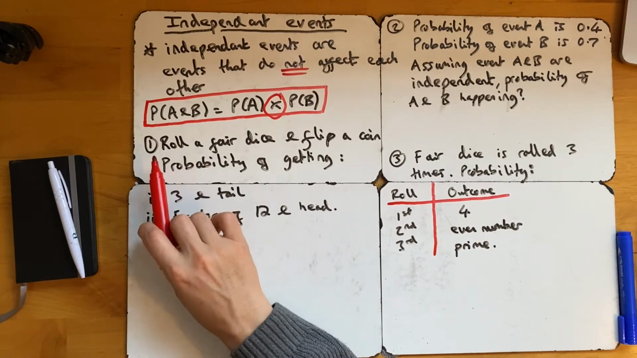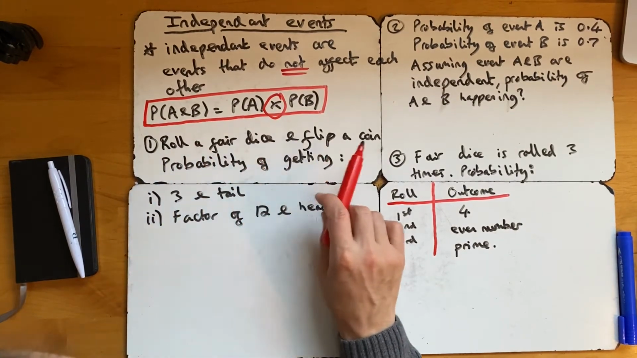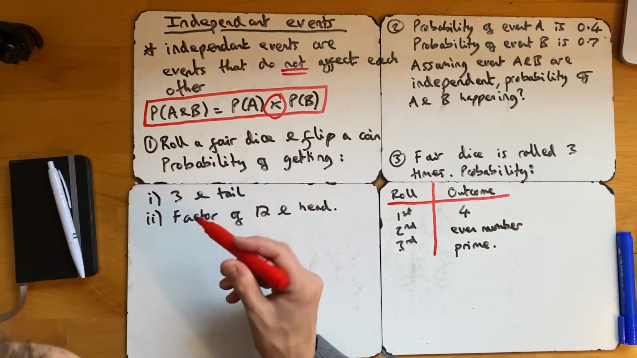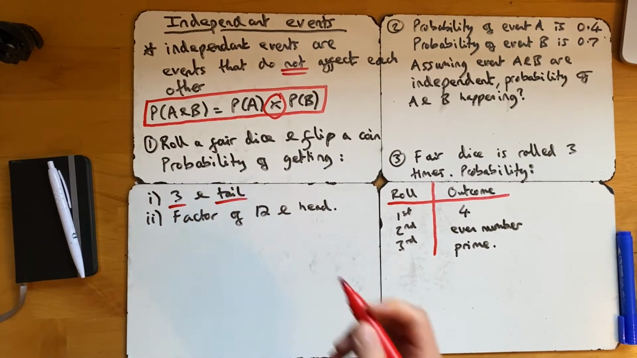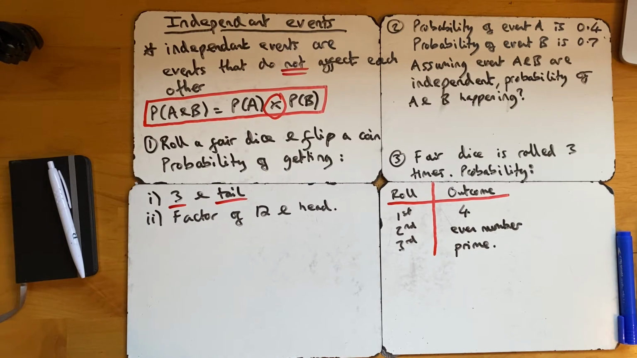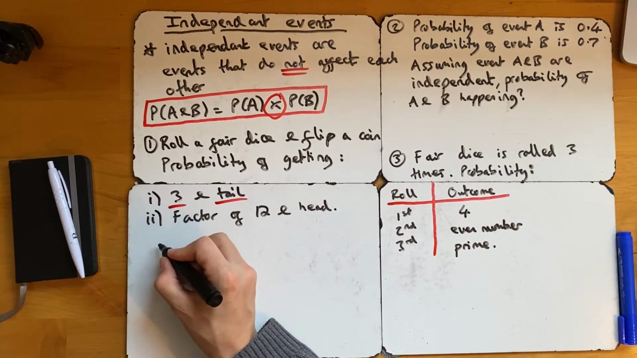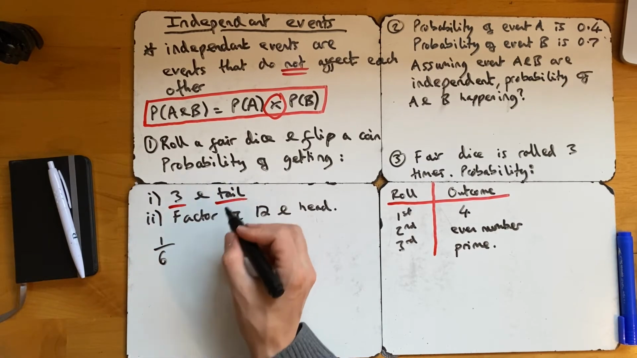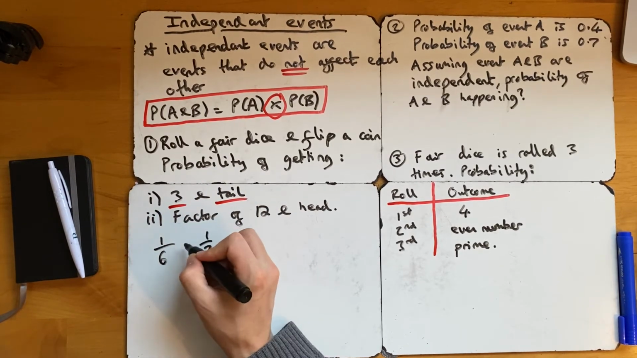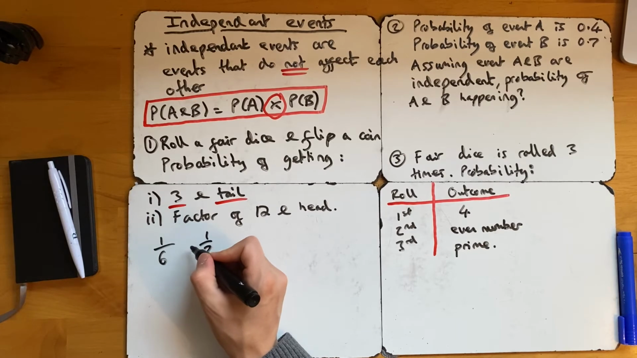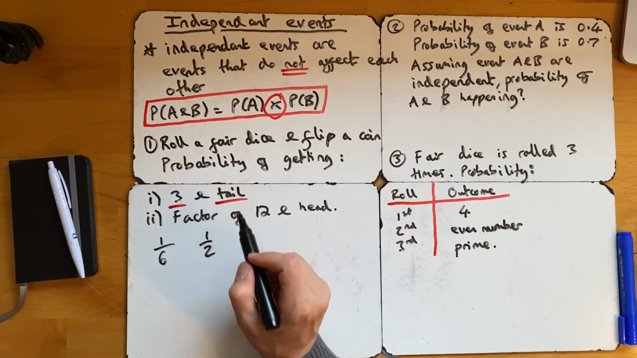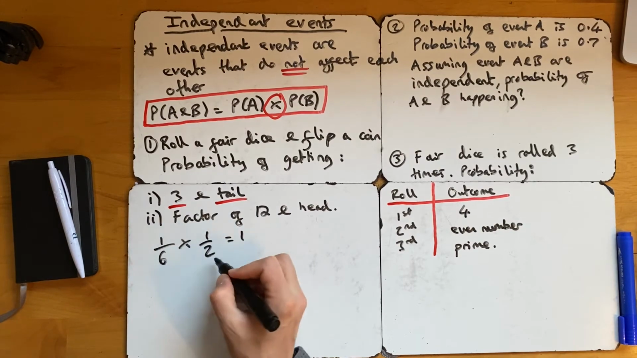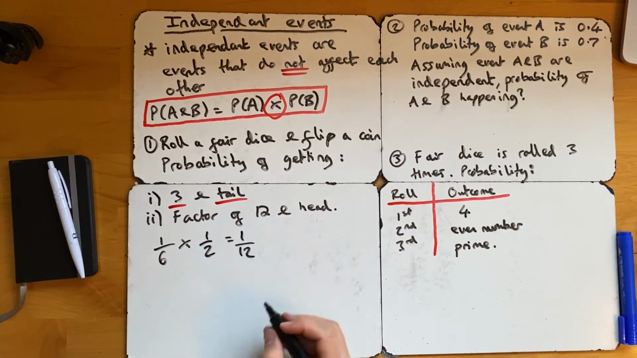So question 1, roll a fair dice and flip a coin. The probability of getting a three and a tail. Okay, so probability of getting a three. There's only one three, so it's 1 out of 6 options in a dice, and a tail, 1 tail out of 2. And then to calculate the probability of them both happening, you just multiply. 1 times 1 is 1, 6 times 2 is 12, so it's 1 out of 12.